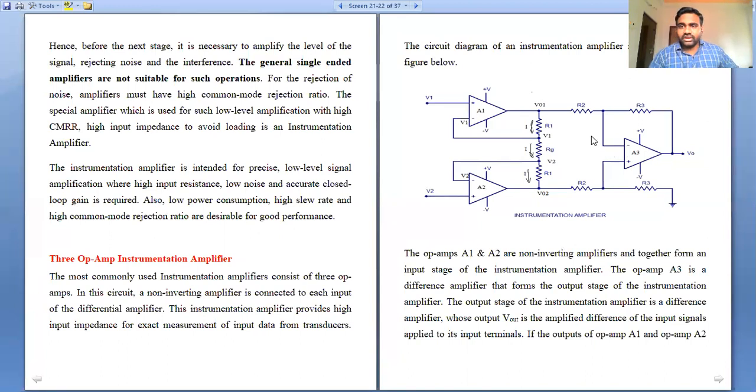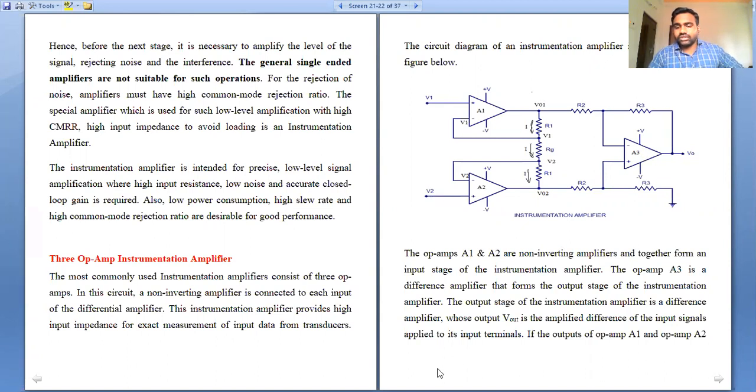Difference amplifier is different from differentiator. In a difference amplifier, the output voltage is proportional to the difference of the inputs. But in the discussion of the differentiator, the output voltage is proportional to the derivative of the input. Difference amplifier is different from differentiator. Here we are proposing the differential amplifier, or difference amplifier.